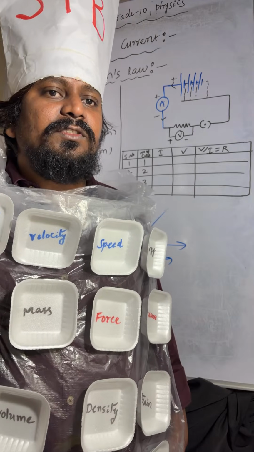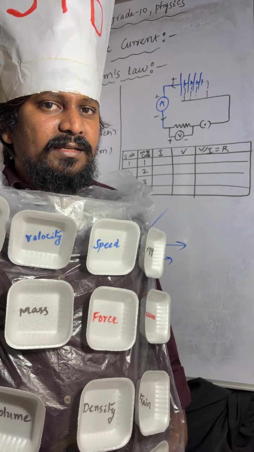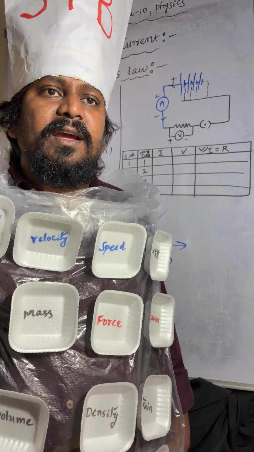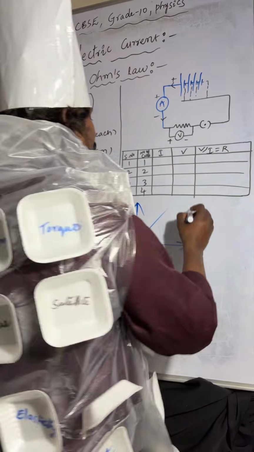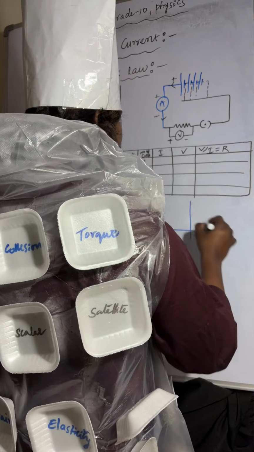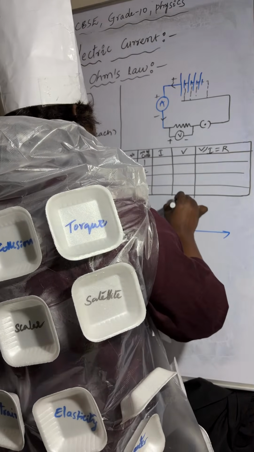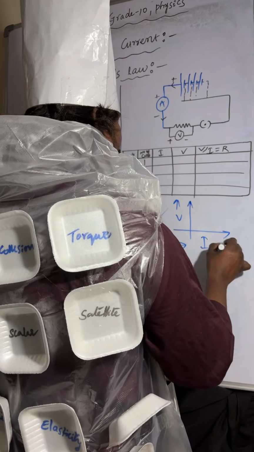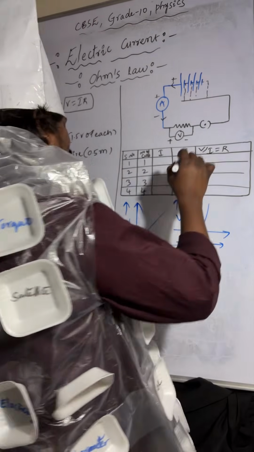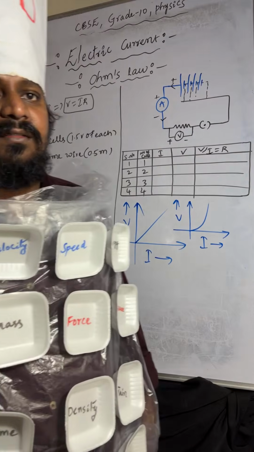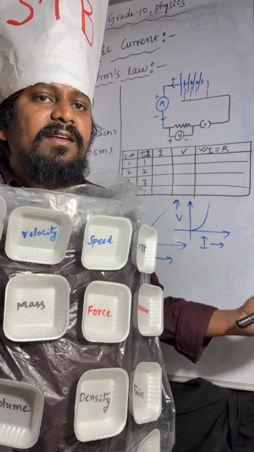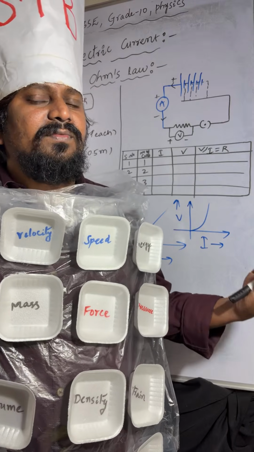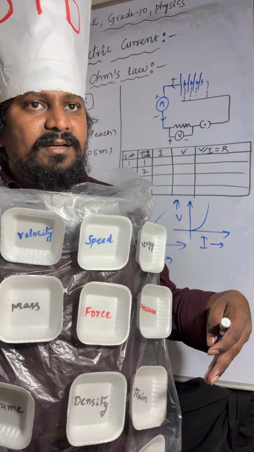The conductors which obey Ohm's law are called ohmic conductors. The conductors which do not obey Ohm's law are called non-ohmic conductors. With V on the y-axis and I on the x-axis, the graph is curved for non-ohmic conductors. The graph is linear for ohmic conductors.